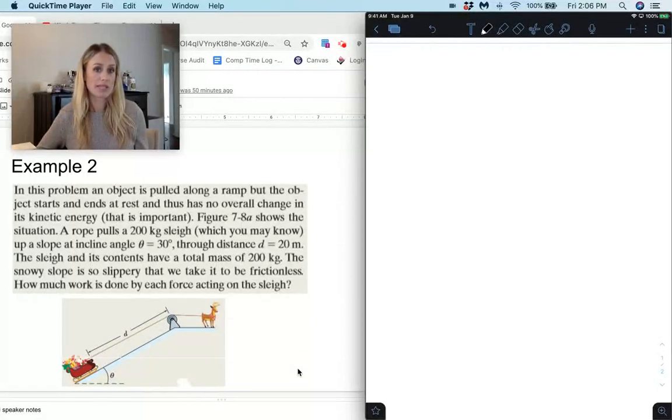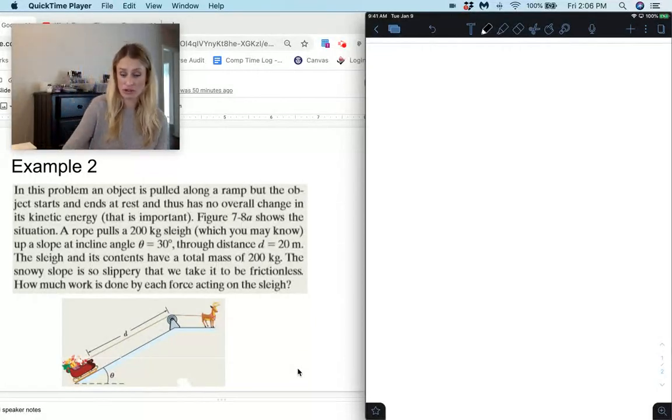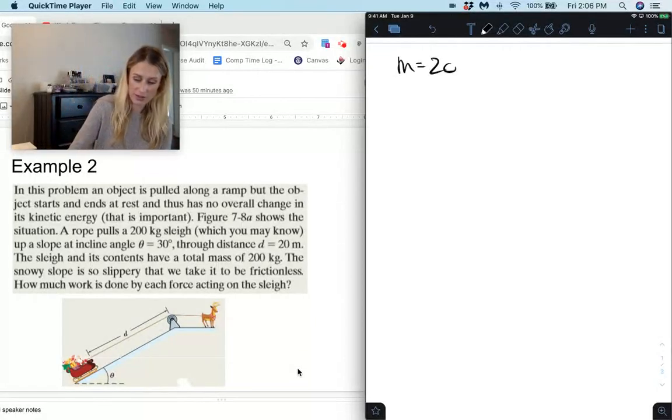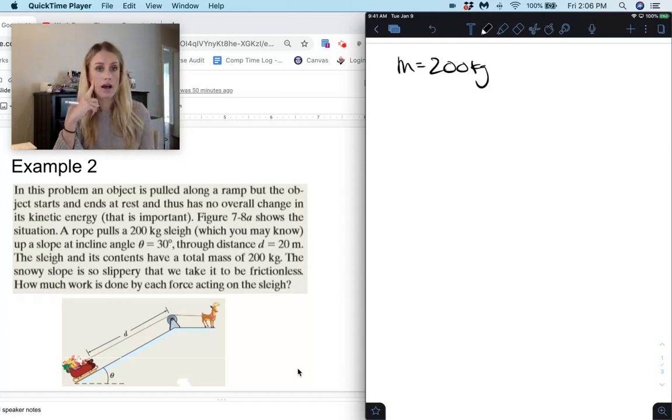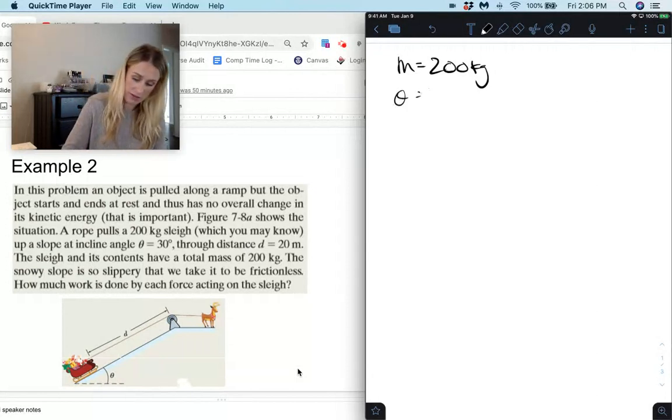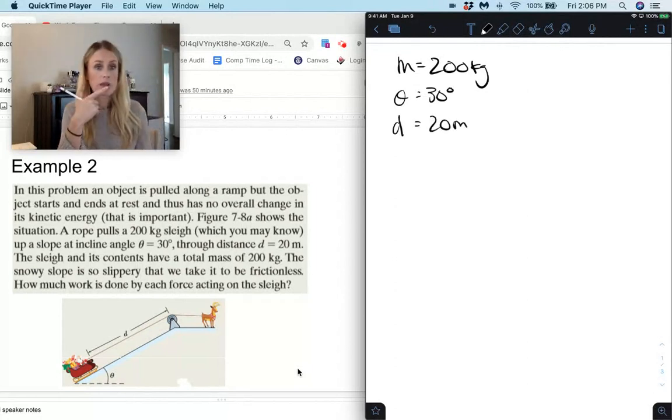A rope pulls a 200 kilogram sleigh, so our mass is 200 kilograms, up a slope at an inclined angle of 30 degrees through a distance d of 20 meters. So our angle is 30 degrees, distance d is 20 meters. The sleigh and its contents have a total mass of 200 kilograms. The snowy slope is so slippery that we take it to be frictionless. How much work is done by each force acting on the sleigh?